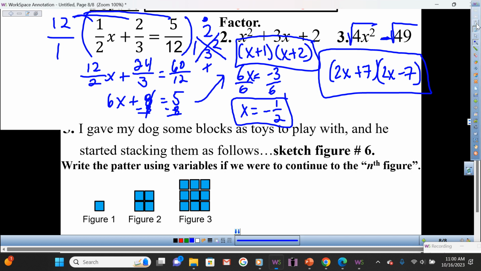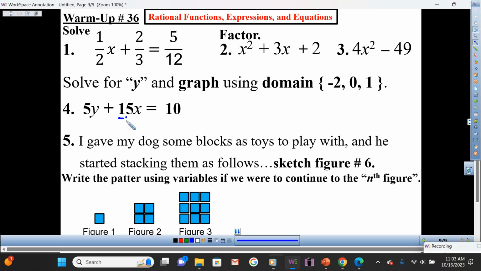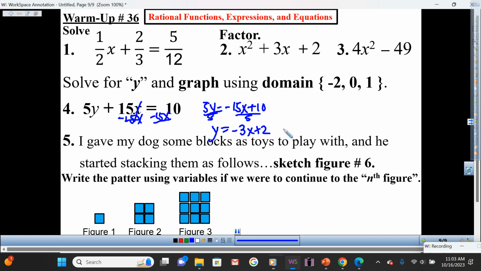All right, good. Let's go to number 4. Solve for y. Let's see. So, minus 15x. We end up with 5y equals negative 15x plus 10, divided by 5 on both sides. y equals negative 3x plus 2. Have you got that?